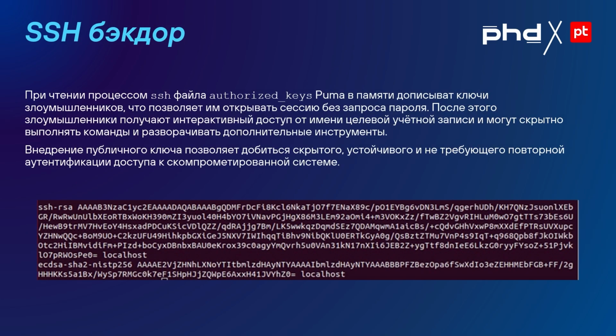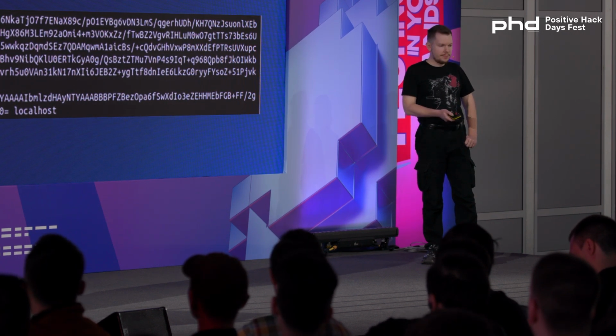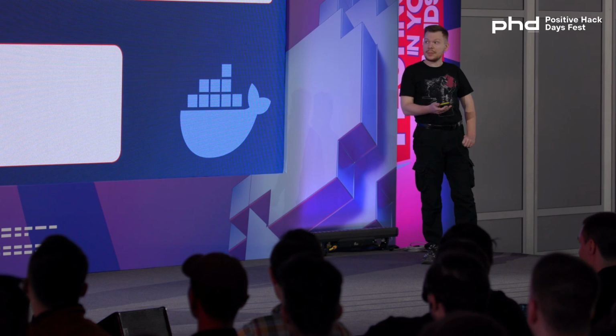Another interesting feature is that Puma creates an SSH backdoor. In order to do that, in cases when the SSHD process reads the authorized keys file, it replaces the contents of this file and adds the keys of criminals. It helps criminals to get access to the infected system at any point in time, and they don't need to type in a password. They will keep their access. It will be retained even in case all passwords on the systems are changed. They will still keep the access.